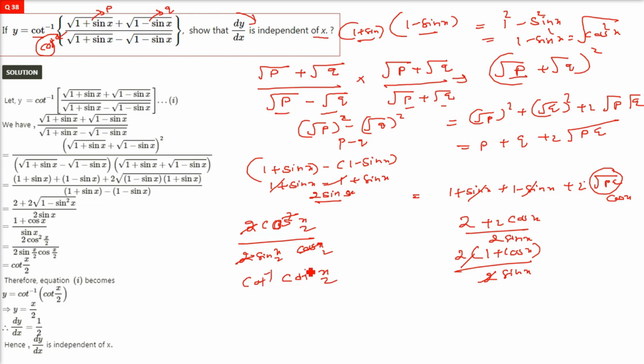So we have cot x by 2 here. Cot inverse was already outside, so you can just cancel it out. It will be x by 2. So this is why dy by dx is simply half. D by dx of x is 1. So the final result is half. That means that it is independent of x. Differentiation is independent of x. There is no x here.